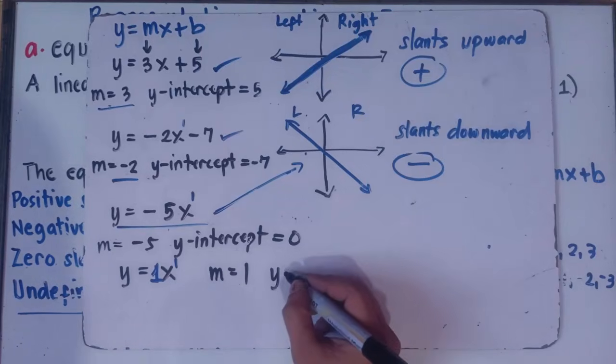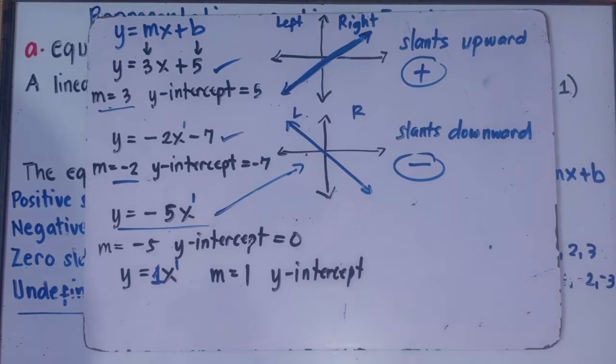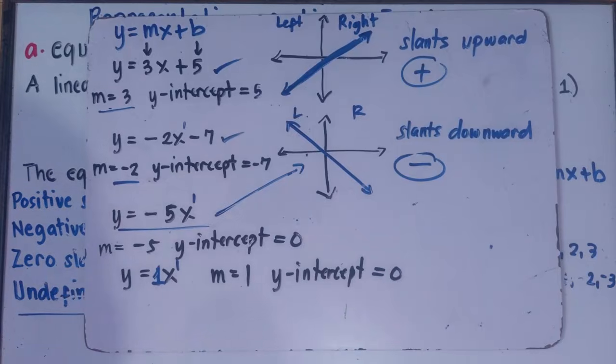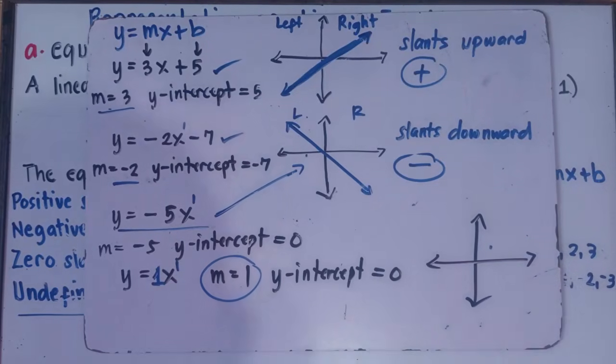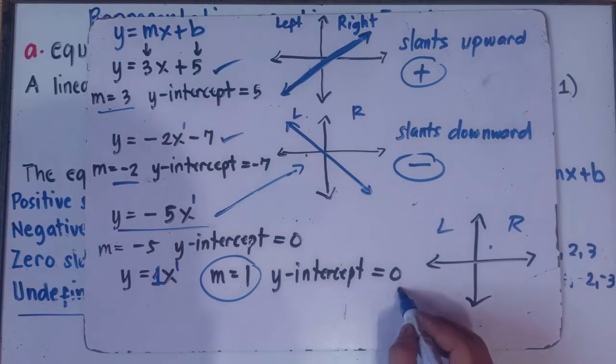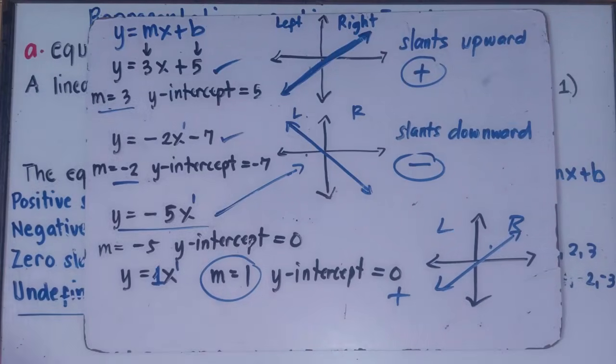And then the value of your y-intercept, what's the answer? Because you don't have the value of b, that's correct, the value of the y-intercept would be equal to 0. So therefore, automatically, your graph slants upward because you have a positive slope. This will be your expected graph, class. It rises from left to right.